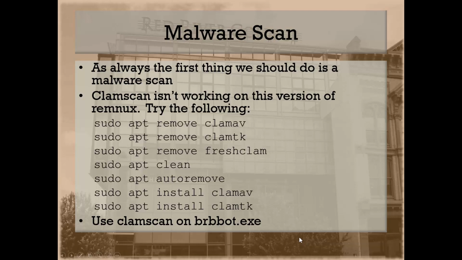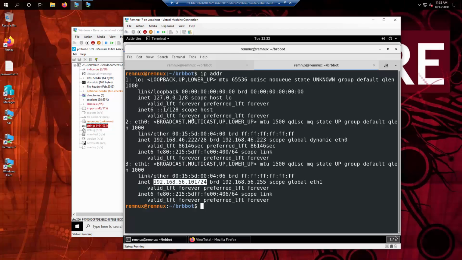The process of getting ClamAV to work properly in Remnux involves removing everything, doing a cleanup and an auto remove of aptitude, and then reinstalling ClamAV. And we're going to install something called ClamTK, which is a graphical front end to the Clam antivirus suite of tools. So we're going to do this as well in our environment. What does that look like? Well, first, we should have done this originally, but we're going to go back to Remnux.